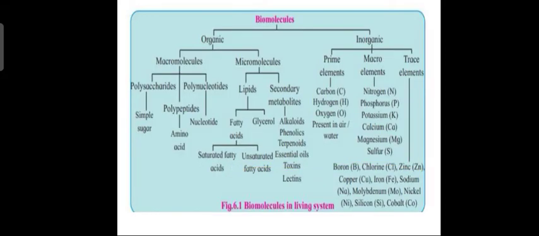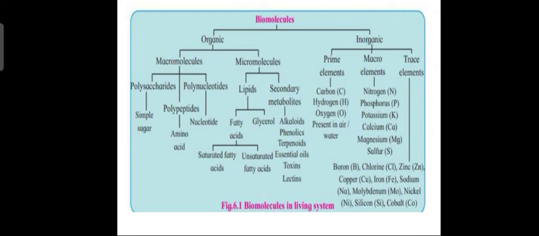So let us see the classification of the biomolecules. These biomolecules are classified into two types: organic and inorganic. The organic are further divided into macromolecules and micromolecules. Macromolecules are further divided into polysaccharides, polypeptides and polynucleotides. Micromolecules are further divided into lipids and secondary metabolites. Lipids are the fatty acids and glycerols. Fatty acids are further divided into saturated and unsaturated fatty acids. And the secondary metabolites include alkaloids, phenolics, terpenoids, essential oils, toxins and lectins.